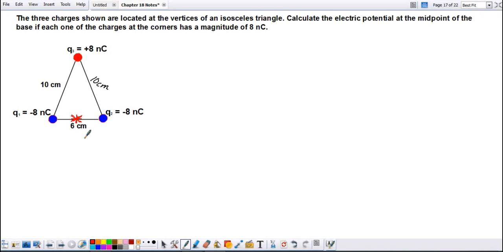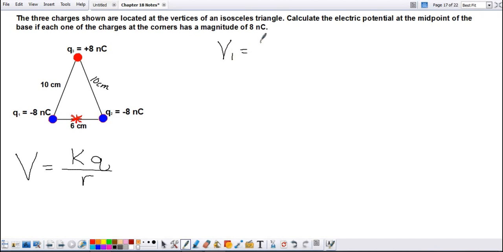All right, so let's go ahead and look at our electric potential equations. The electric potential is equal to Coulomb's constant times the charge divided by the distance from the charge to the point where you're calculating the potential. We've got three charges, so we're going to have to find the potential from the first charge, the second charge, and the third charge, and then add those three together. So let's find the potential from the first.